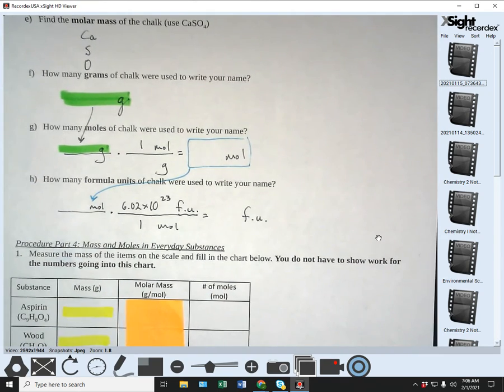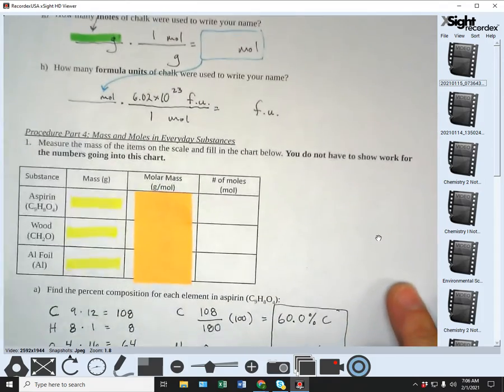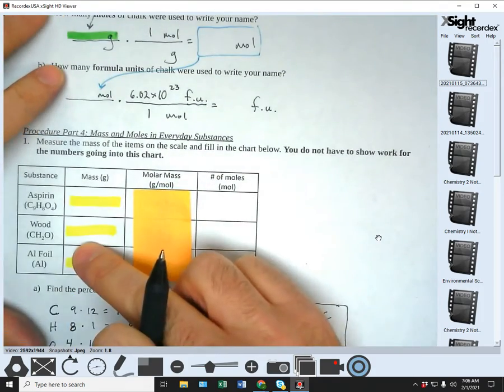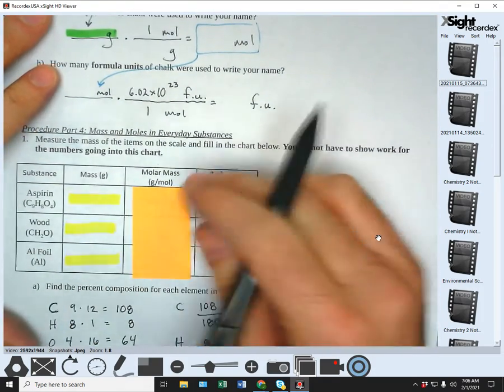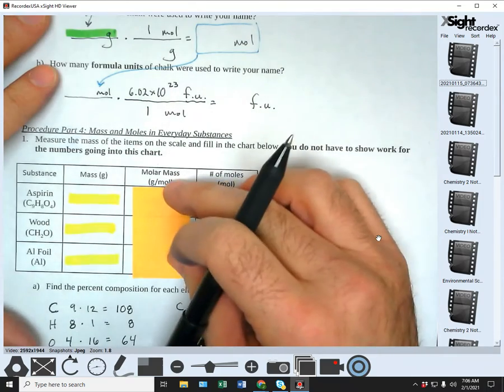So, last part. You should have the masses for each of these, for each of your things here. Okay.